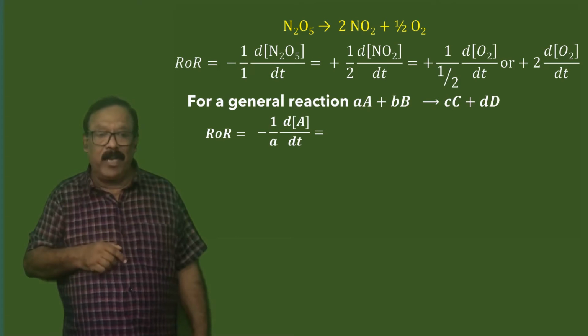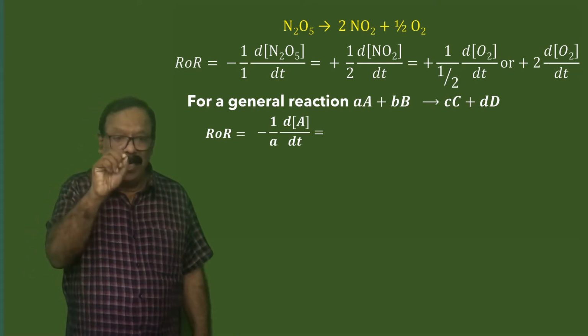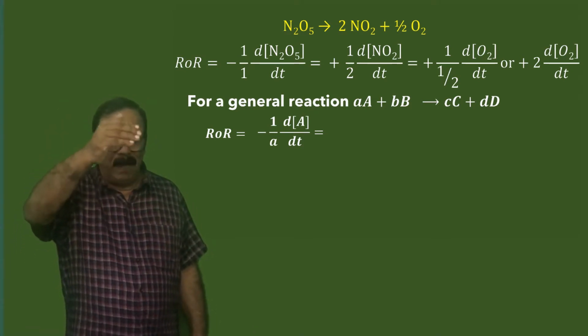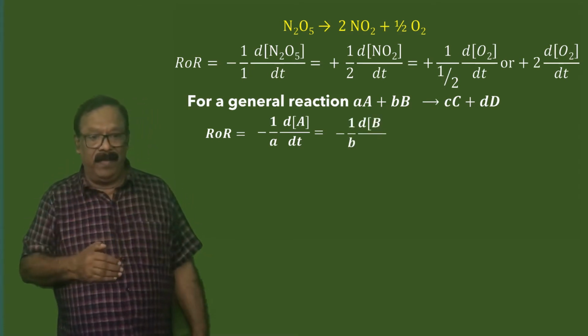In the case of B, what will it be? What is the coefficient? It is b. So first we will write minus. So after putting minus, 1 by b. So we will write minus 1 by b d of B by dt.